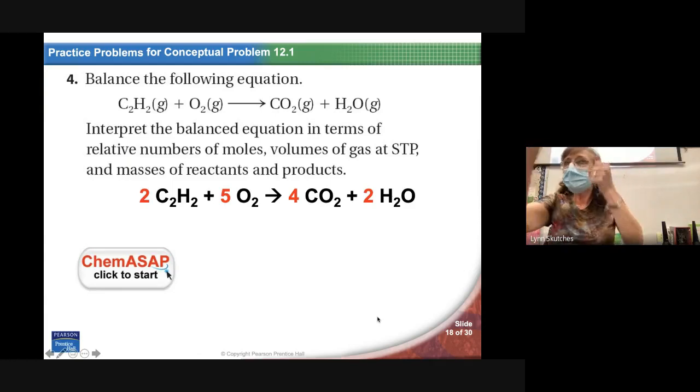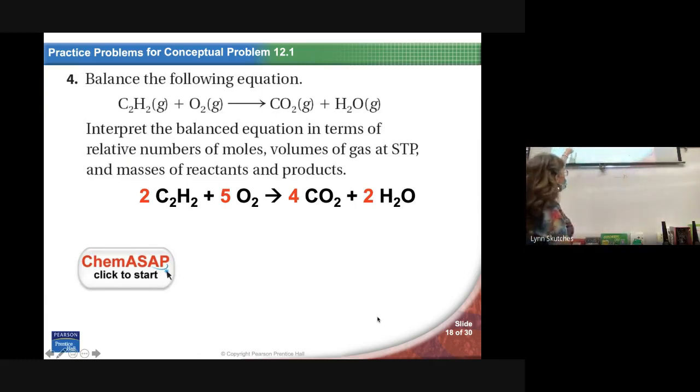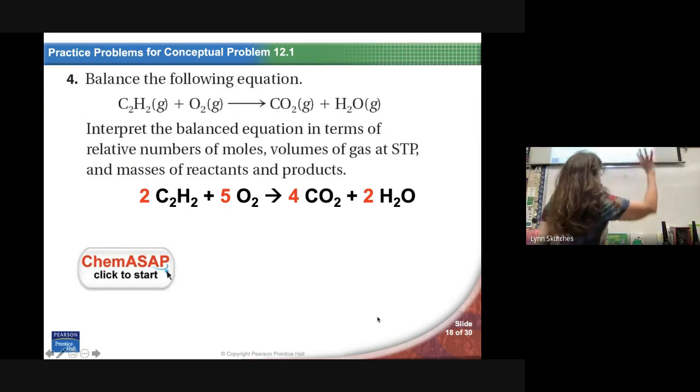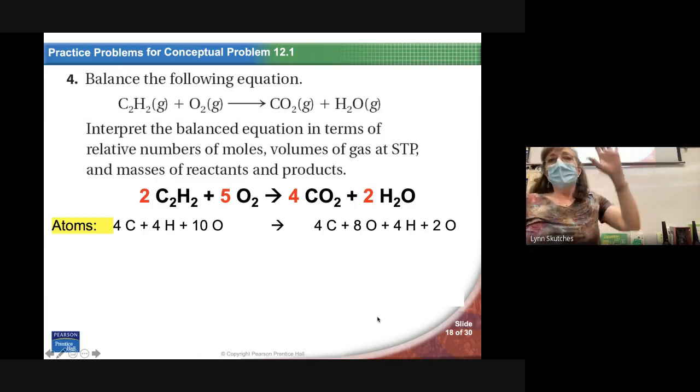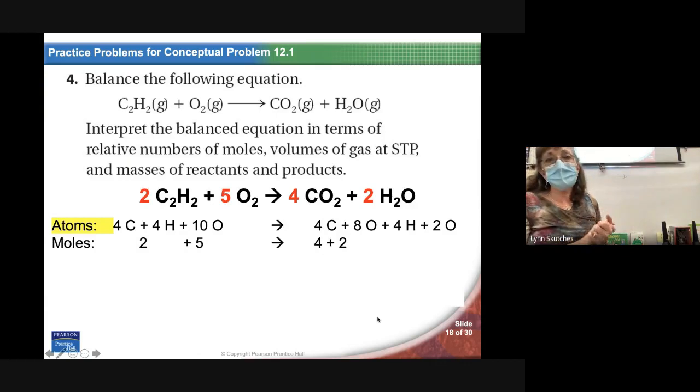All right, so acetylene torches, welding torches, that's the gas that you use. It combines 2 of these molecules with 5 of the oxygen to make 4 carbon dioxide and 2 waters. If you count atoms, 4 carbons on the left, 4 on the right. 4 hydrogens on the left, 4 on the right. 10 oxygens on the left, 8 plus 2 is 10 oxygens on the right. That stays the same. How they're stuck to each other changes, so you get different numbers of molecules.